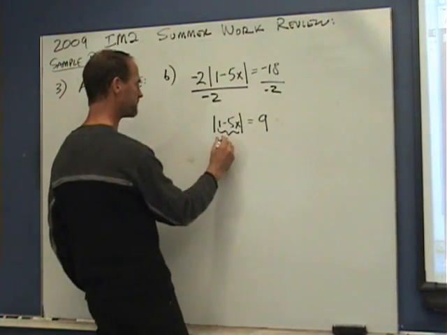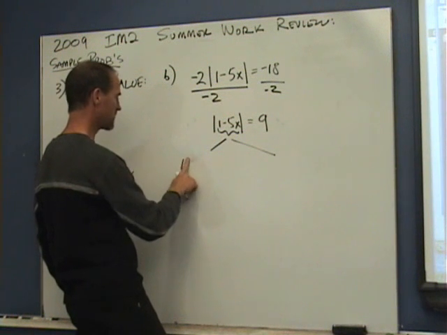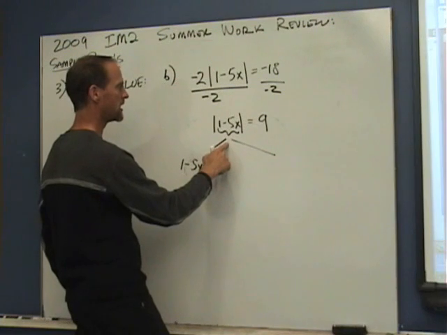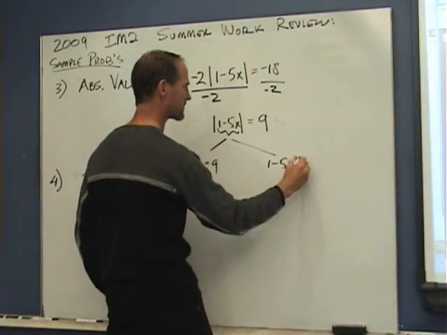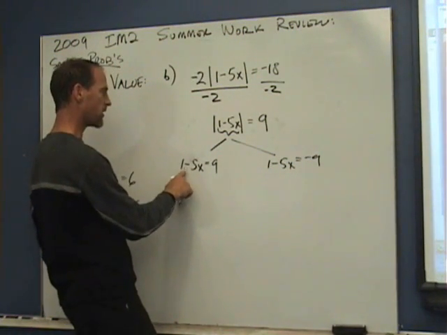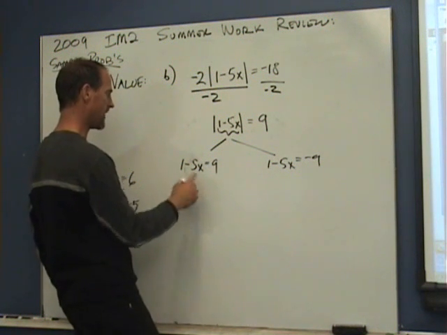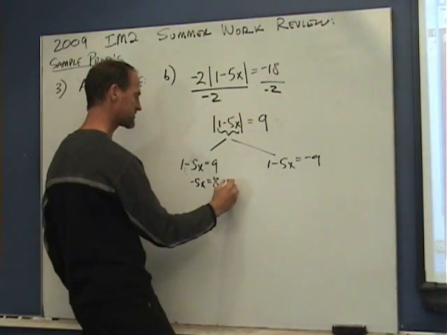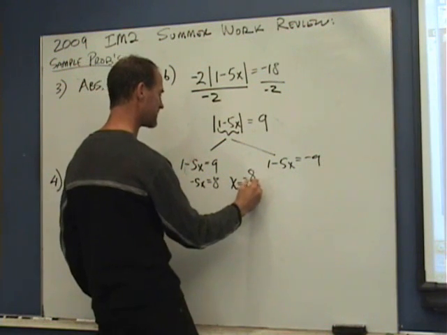So I'm just going to branch this into those two possibilities and do 1 minus 5x equals that positive 9. The absolute value would make it 9, but if that was a negative 9, then it would be 1 minus 5x equals negative 9, and then I just solve both of these. If I take away 1 from both sides, I get 8, and I divide by a -5, so I'd get negative 5x equals 8, and then x is going to be equal to a negative 8/5.